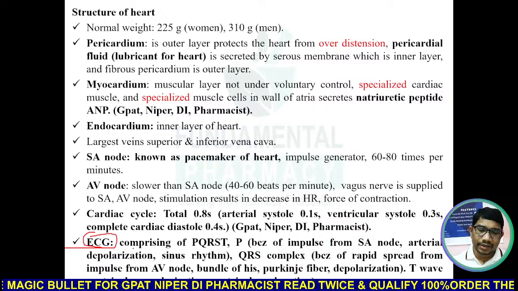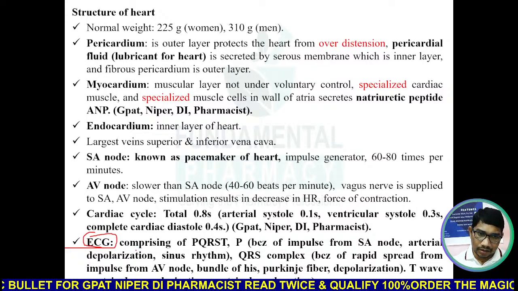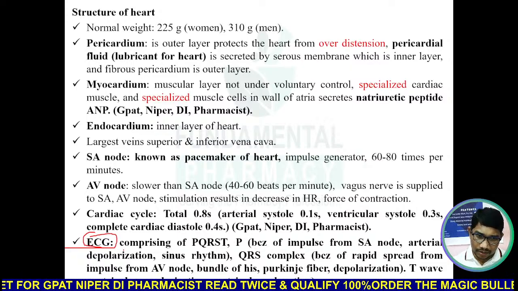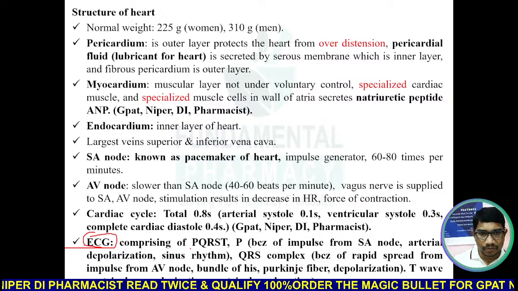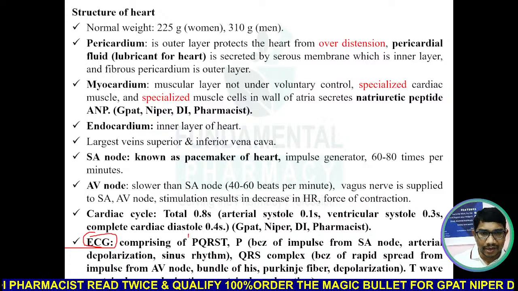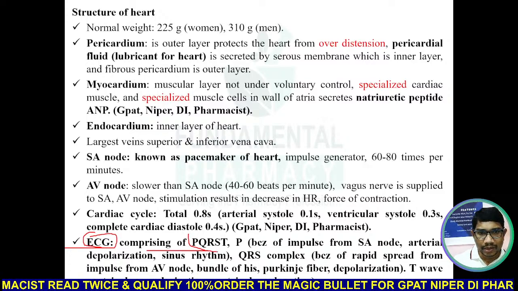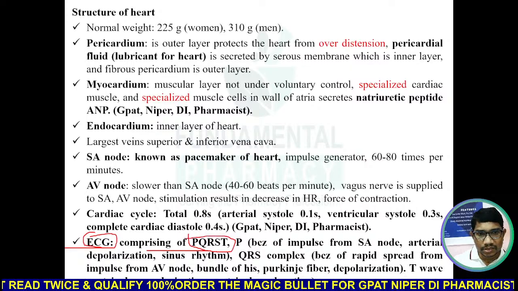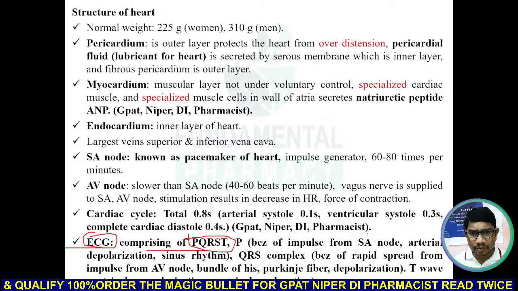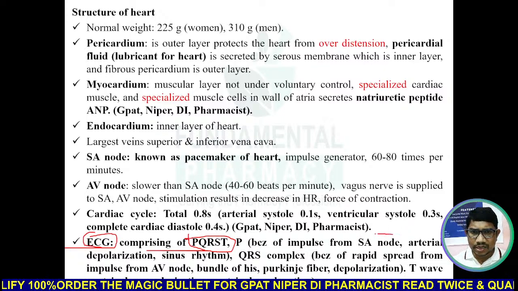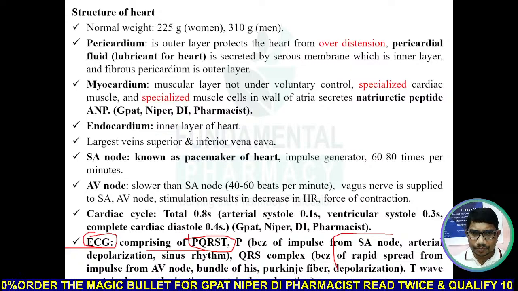इलेक्ट्रिकल एक्टिविटी can be measured and converted into a readable form. तो it will comprise of PQRST waves. तो ईसीजी आपने अगर देखा होता, you will have PQRST waves in the ECG. तो P wave किसका है? P wave corresponds to the impulse generated from the SA node.